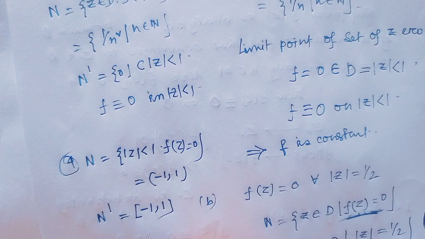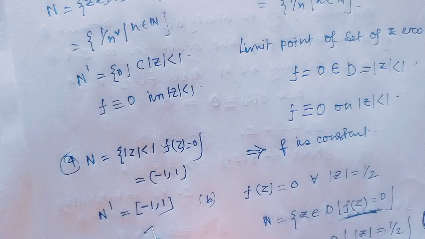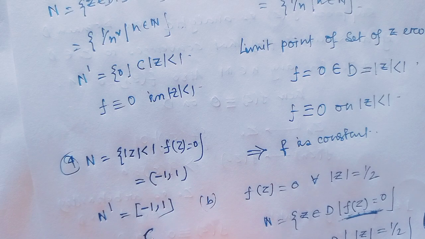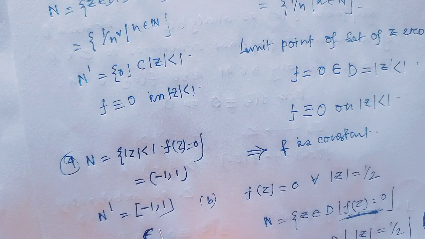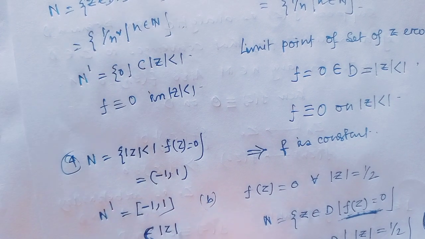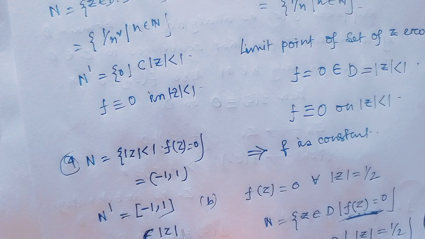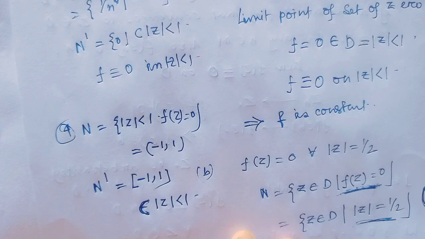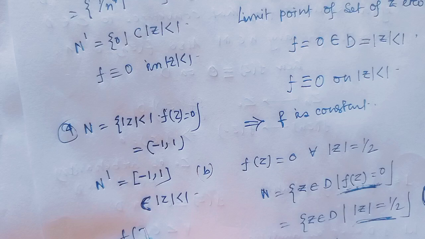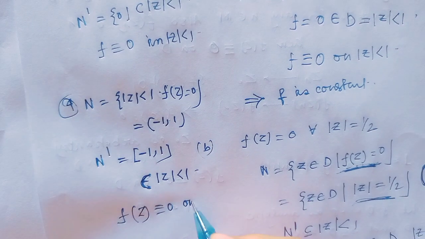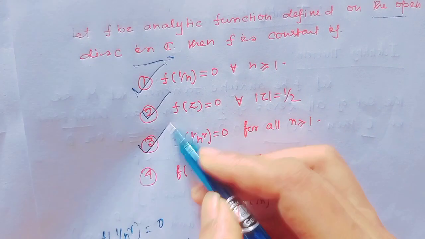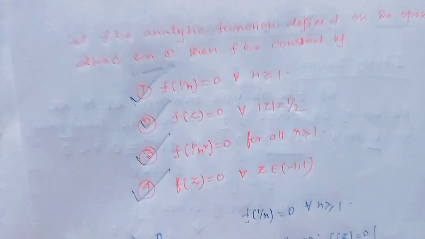and this n dash is contained in the set mod z less than 1. So by the identity theorem f of z is identically equal to 0 on mod z less than 1. So option 1, option 2, option 3 and option 4 are the right options.